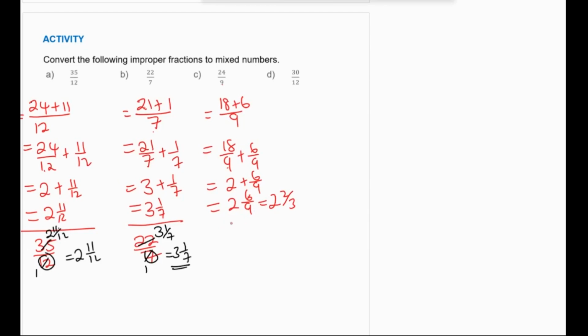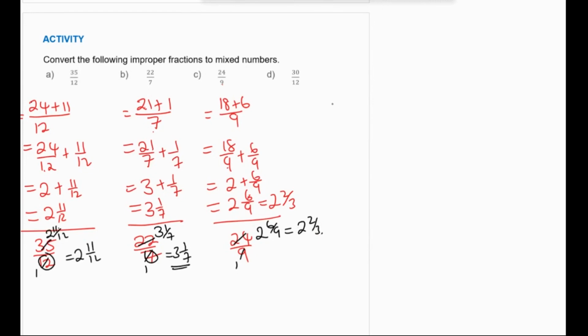Right, and then we can do this in a faster way. Say 24 over 9. We say 9 into 9, 1. 9 into 24, that's 2, remainder 6. Then becomes 6 over 9. Then just do the same thing and get 2 and 2/3.